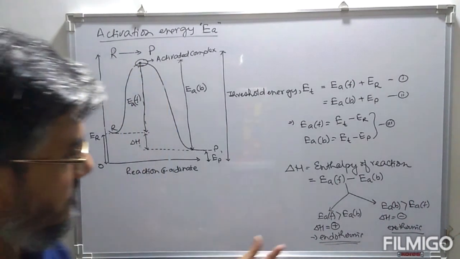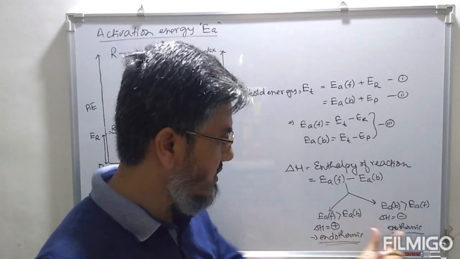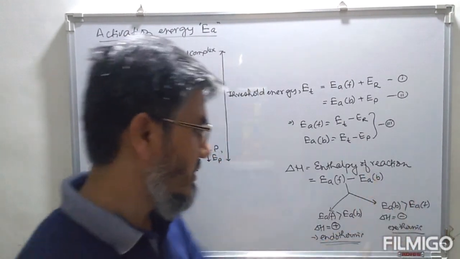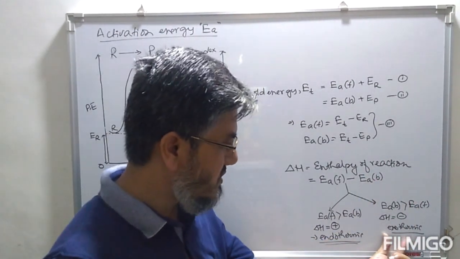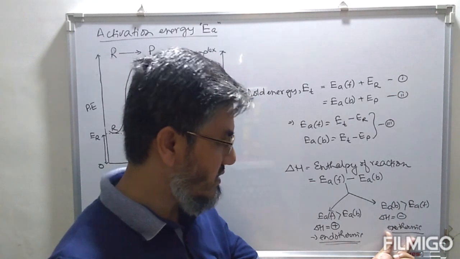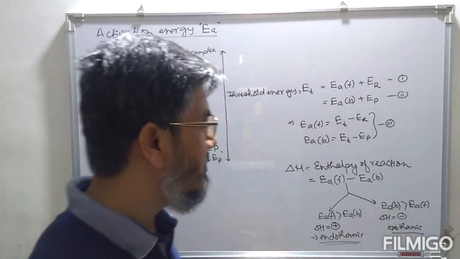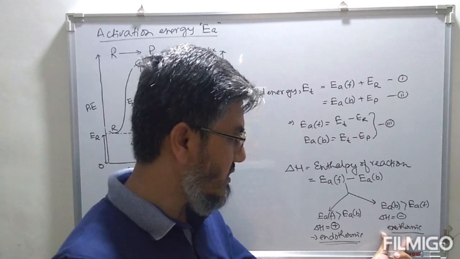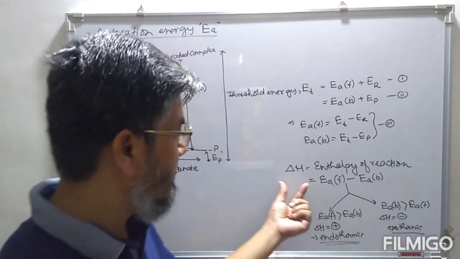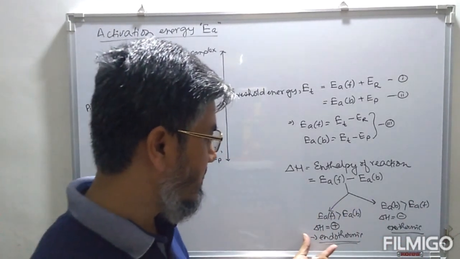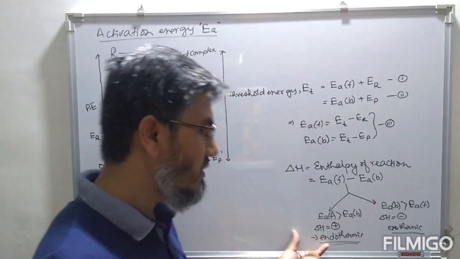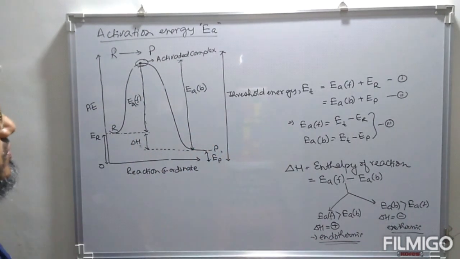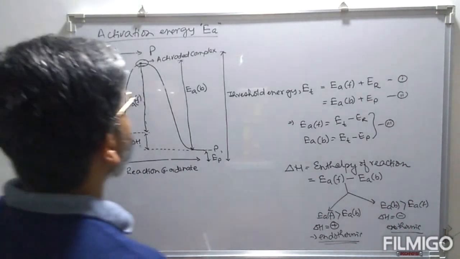So we have two terms here, endothermic process and exothermic process. So for this exothermic process, the energy of reactant is greater than the energy of product. Whereas in case of an endothermic reaction, the energy of product is greater than the energy of the reactant. So let's modify this.